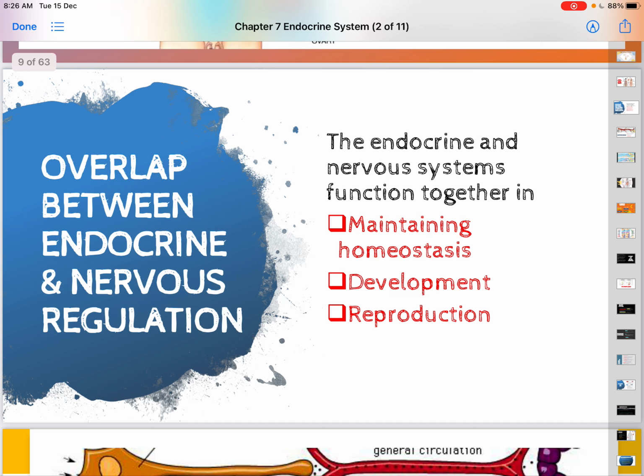So, overlap between endocrine and nervous regulation. What is the meaning of overlap? Overlap means these two systems, the endocrine system and nervous system, work together to perform the best. For example, these two systems function together to maintain homeostasis and for development and also for reproduction.